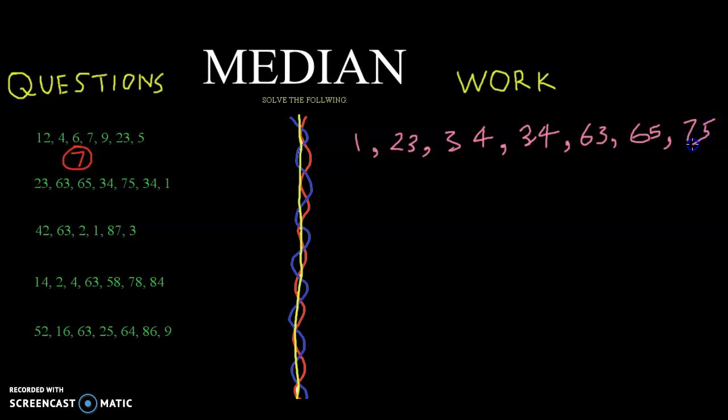So let's find the median of these. There are 7 numbers, so there'll be only one. 1, 2, 3, 4. So this will be our median. 34 is our median, okay? Let's go on to the next one.